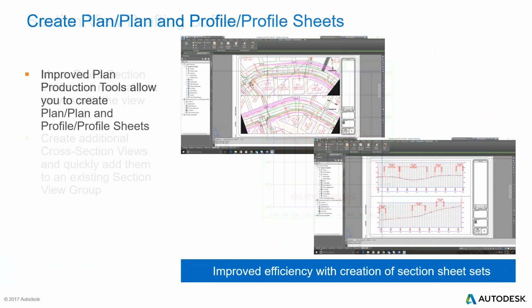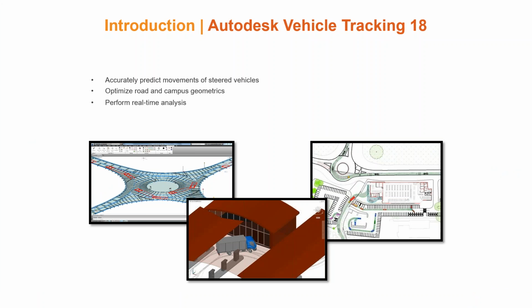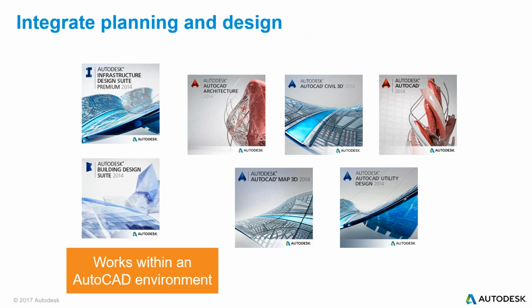on. There have also been some plan production enhancements in terms of plan and profile, creating sheets for your plan production sheets. Then clearly Infoworks and Civil 3D being able to pull a model from the concept of the infrastructure project from Infoworks into Civil 3D. We'll try to get beyond that also. Then vehicle tracking, which allows you to do swept path analysis, accurately predict movements of steer vehicles, and also perform real-time analysis. We'll get into some of those things.